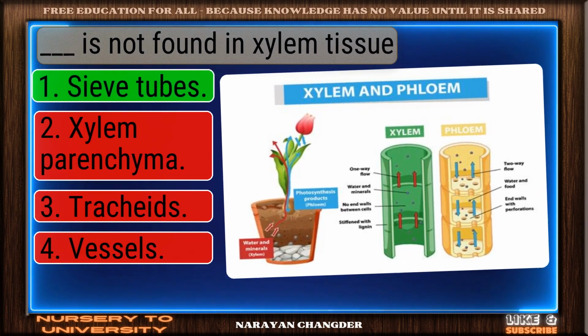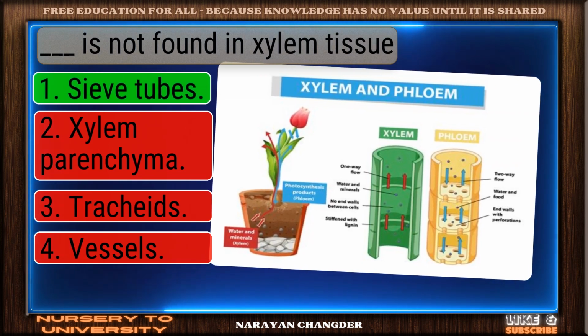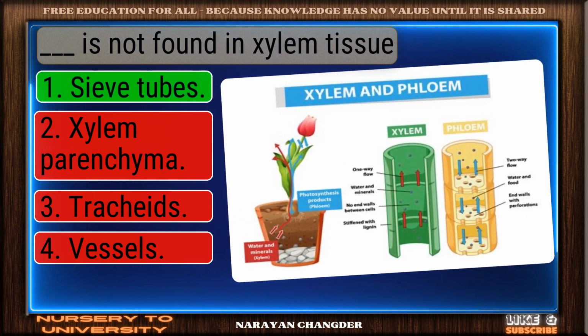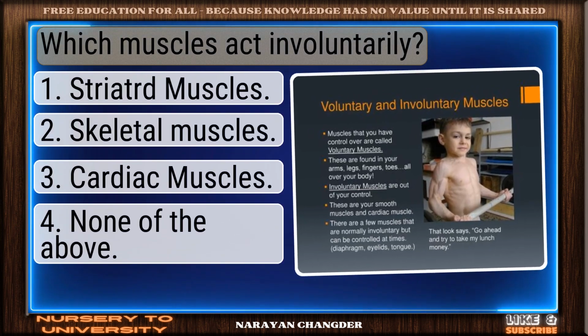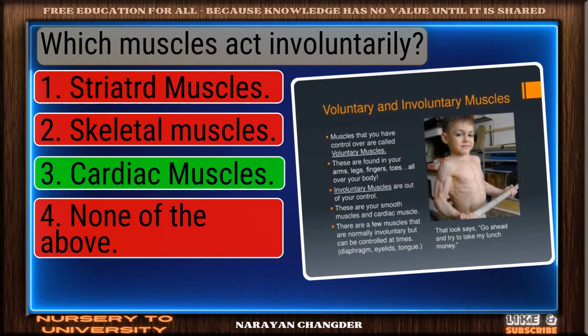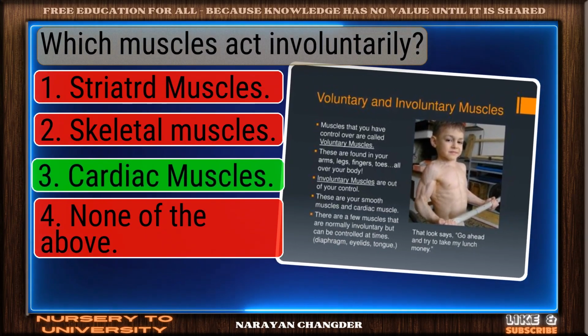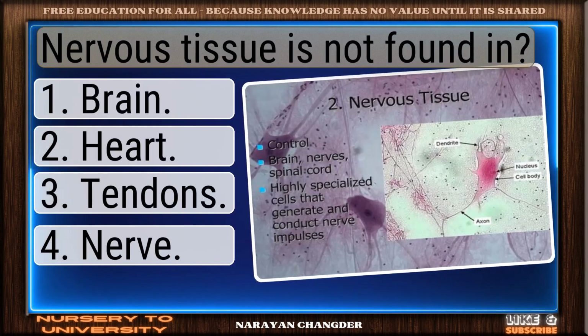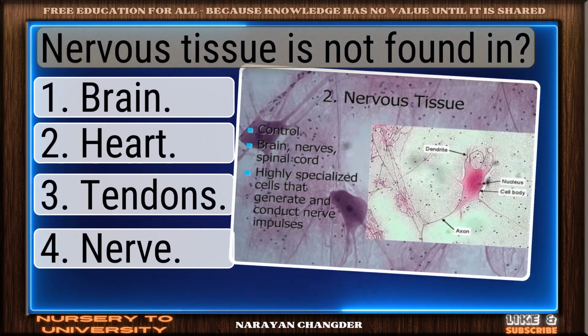Nice selection. Sieve tubes is the correct and valid answer. Question number 98. Which muscles act involuntarily? Great thinking. Cardiac muscles is the right choice. Question number 99. Nervous tissue is not found in.